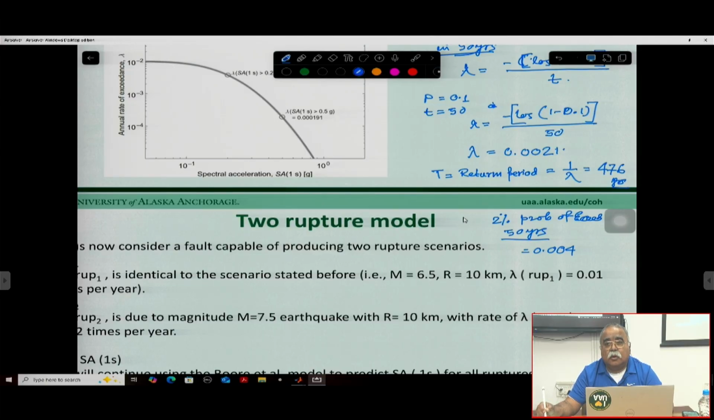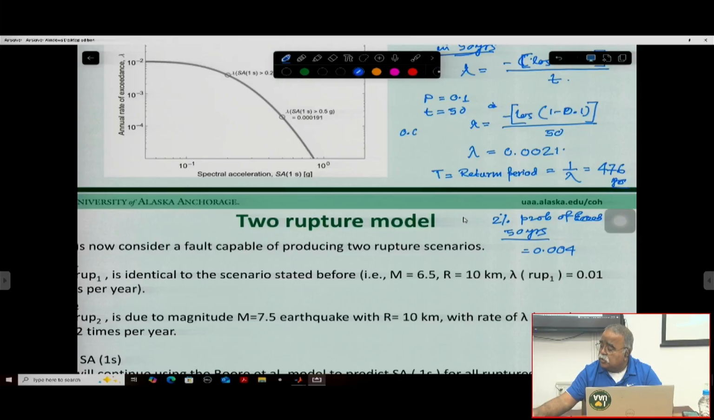So 0.00 or 6, 446. That's the number for this lambda, right? So this will be equal to 3 into 4.46, right? So 10 to the power 4.46. So let's see, 10 to the power minus 3. So 4 will be something like this, right?